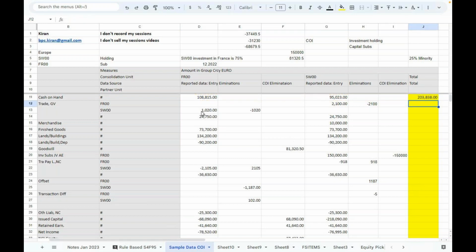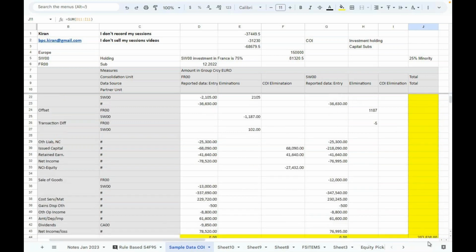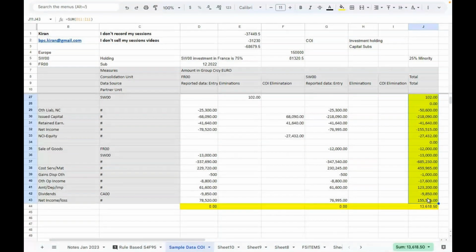So these two, all these four columns when you add, you will get the consolidated financial statement. So now you can see there is a difference of 13,618. Okay, that we will see.